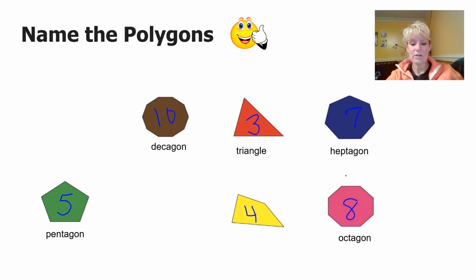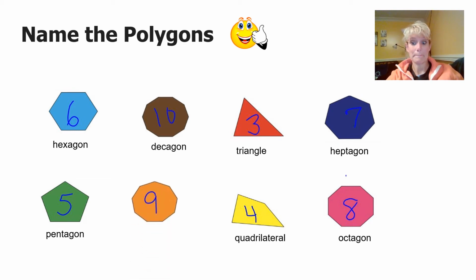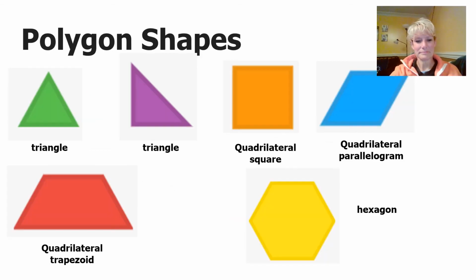4 sides, 4 angles. Did you say quadrilateral? That's a big word. Quad means 4. 6 sides and 6 angles. Did you say hexagon? I like to remember hex and 6. They both have X's. I hope you said nonagon on that one. I always say that's my favorite one.